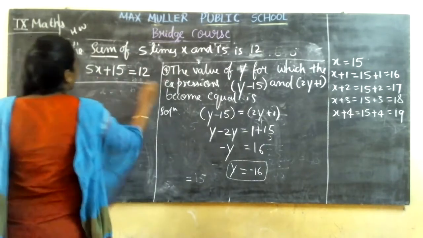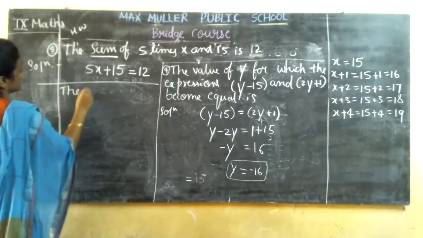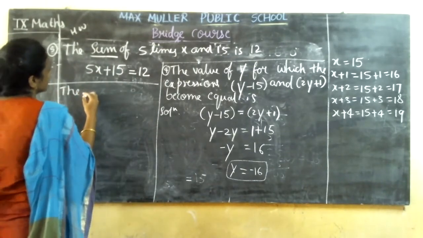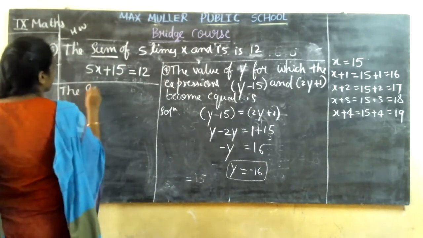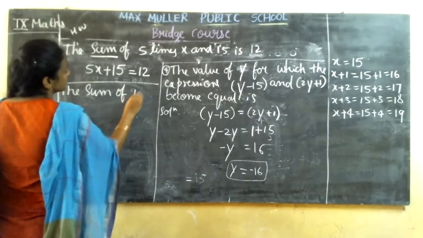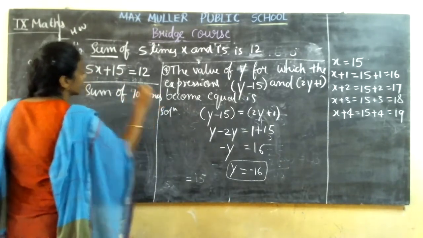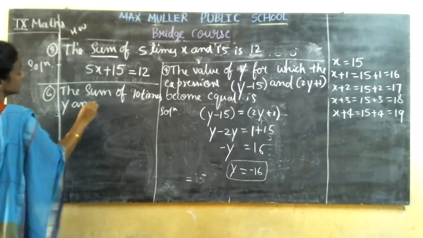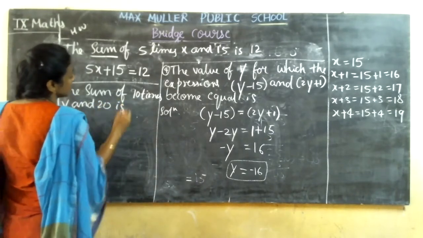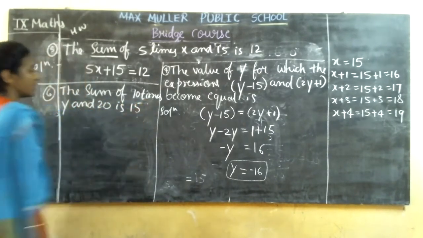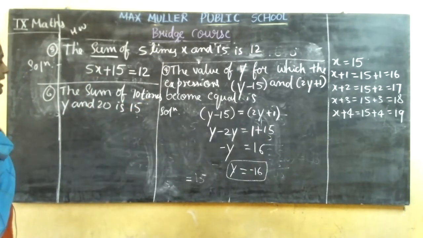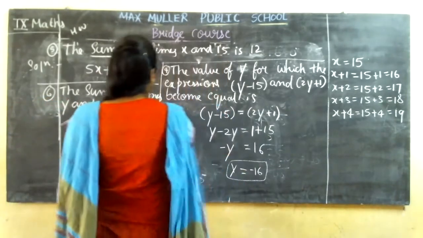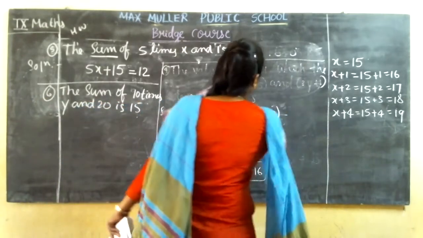Understood? Take one homework question. The sum of 10 times y and 20 is 15. Okay, this one you do as homework. Clear?